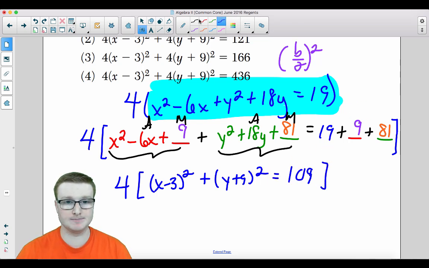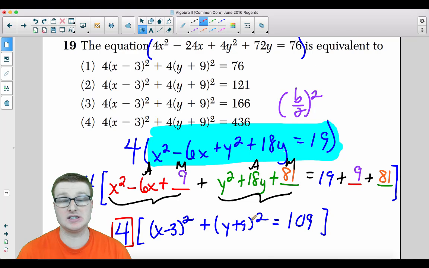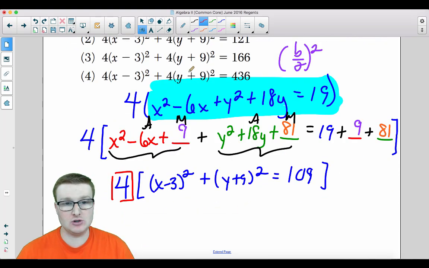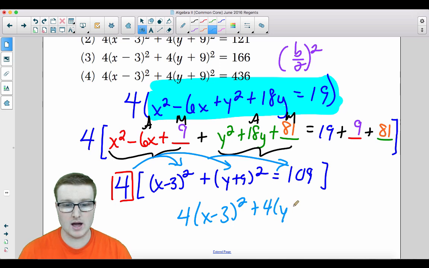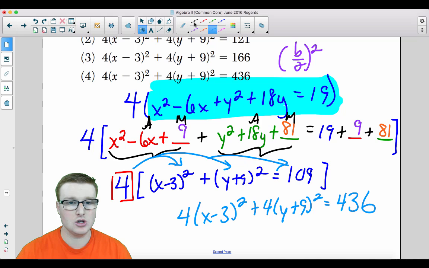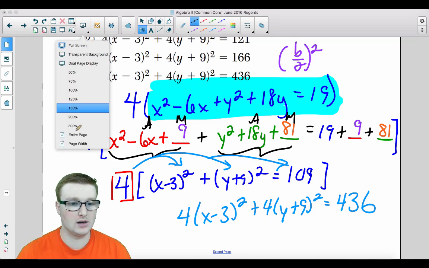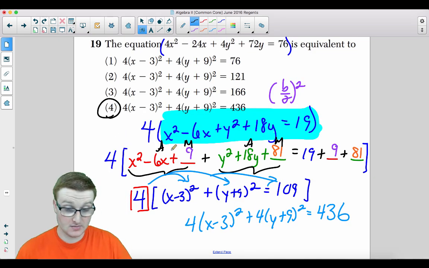Okay, we're almost done. Now, all we got to do is take this 4, because if you look at your answer choices, it doesn't show that. What they decided to do is they just distributed back the 4 to all of these. So your answer is 4 times (x minus 3) squared plus 4 times (y plus 9) squared is equal to 436. Your answer is choice 4 for that question. That was hard, in my opinion.